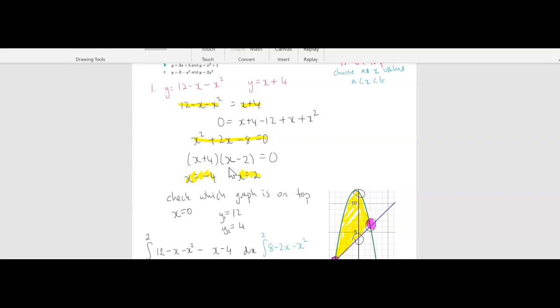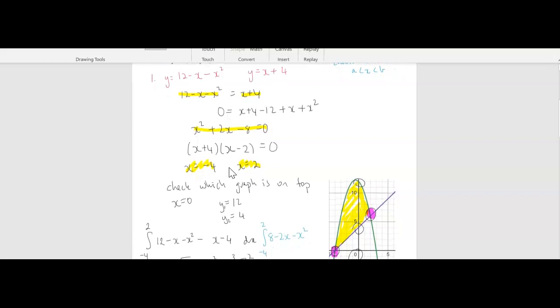Now, because you're used to finding the x-intercepts that way, just be careful not to get confused and think, oh, they're my x-intercepts, and then draw your parabola with those x-intercepts, because they're not the x-intercepts of your parabola. They're the points of intersection for your parabola and your straight line. All right, so we've done that, and I've highlighted them in pink for you to see.